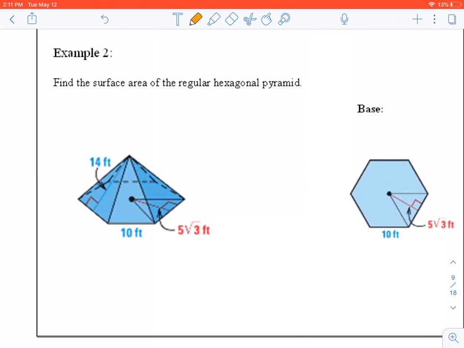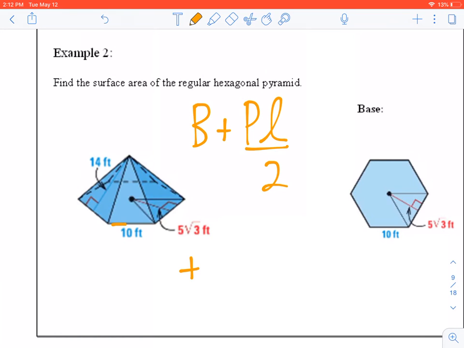Alright, let's take a look at example 2. Once again, we start off with one of the hardest examples I can give you, just because the shape of the base is difficult. Here's the hexagon. In example 2, it says find the surface area of our regular hexagonal pyramid. Surface area of a pyramid is area of the base plus perimeter of the base times my slant height divided by 2. Area of the base we'll worry about here in a second.